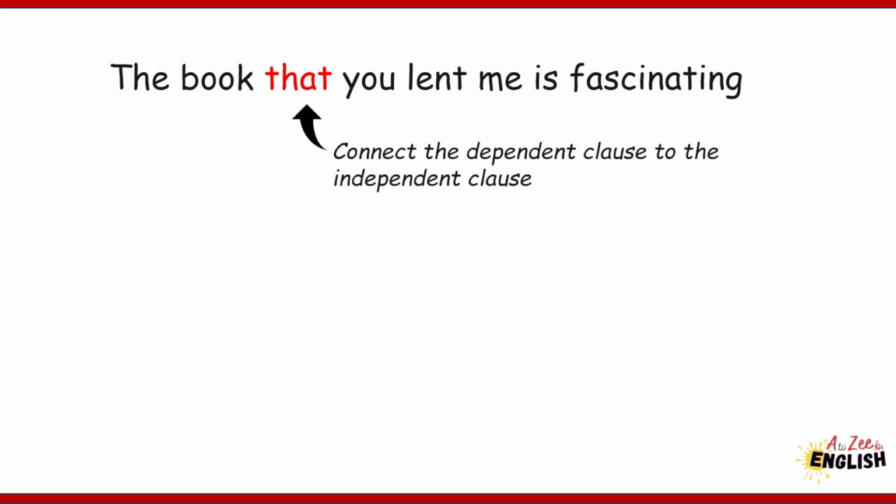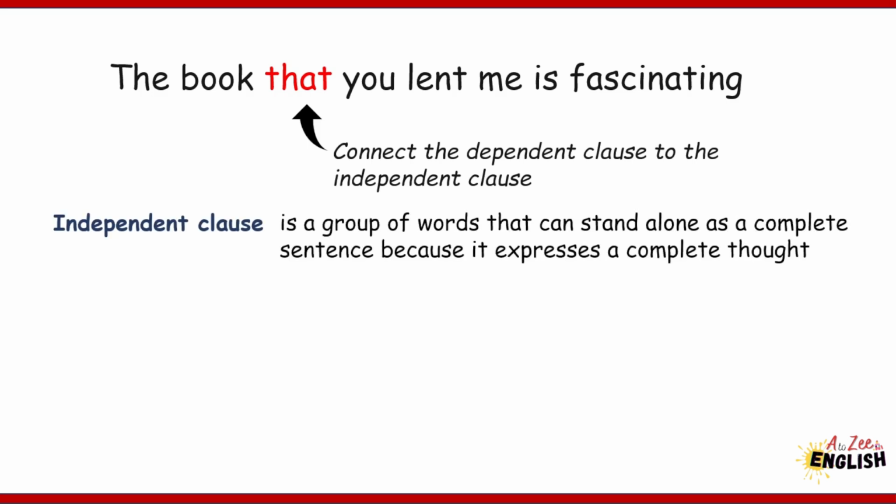So what is a dependent clause and what is an independent clause? The independent clause is a group of words that can stand alone as a complete sentence because it expresses a complete thought. It is the independent sentence that expresses a complete thought. It expresses the meaning on its own. For example, the book is fascinating. This is a complete sentence.